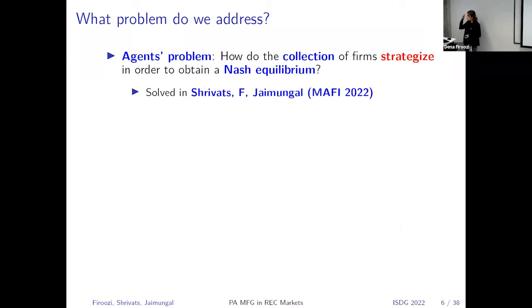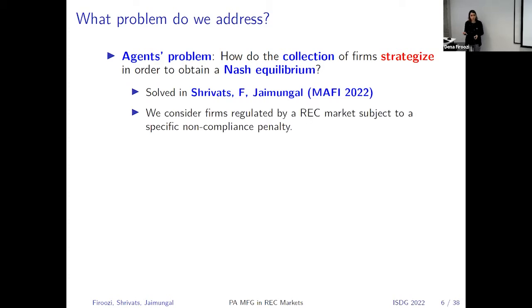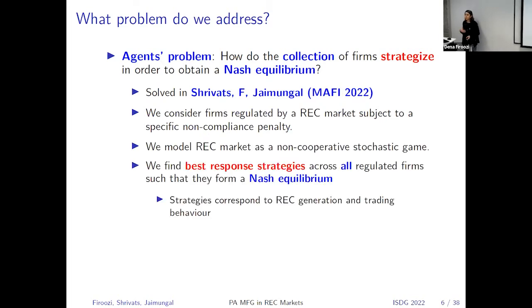In our prior work, we have addressed the agents problem. For a fixed penalty function, the most common penalty function that is used is a hockey stick penalty function, or a put option like penalty function. For this specific choice of penalty function, we have investigated the optimal behavior of firms in such a market in terms of their trading strategies and their generation strategies. And we showed that these best response strategies yield a Nash equilibrium for the market.